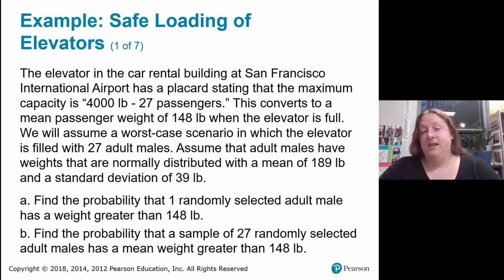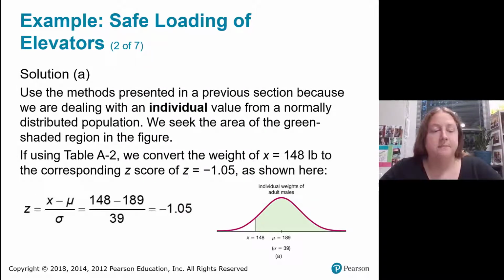Lucky for us, the population of adult male weights is normally distributed also, so we'll be taking advantage of that. Using the methods that we had, for part A we're dealing with an individual. So we use z equals x minus the mean divided by the standard deviation to convert to a z-score. We get a z-score of negative 1.05.